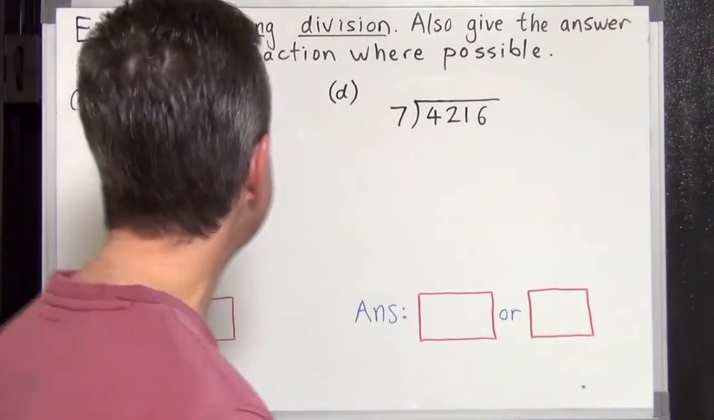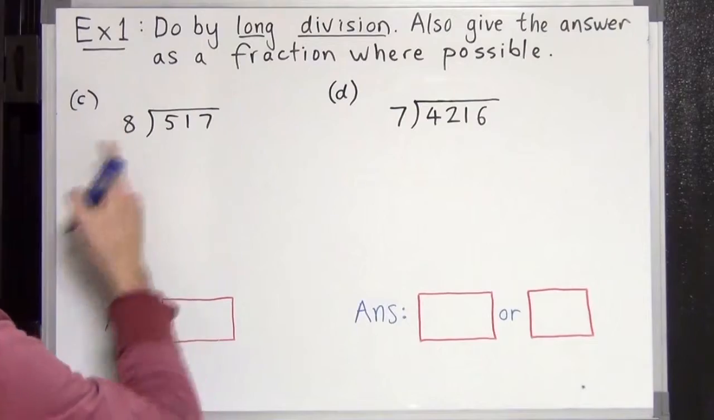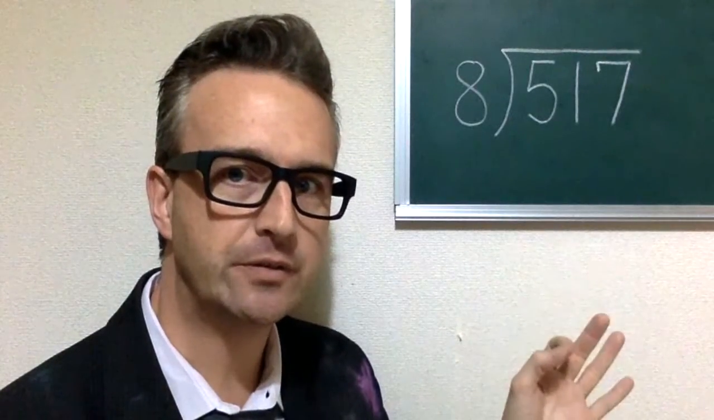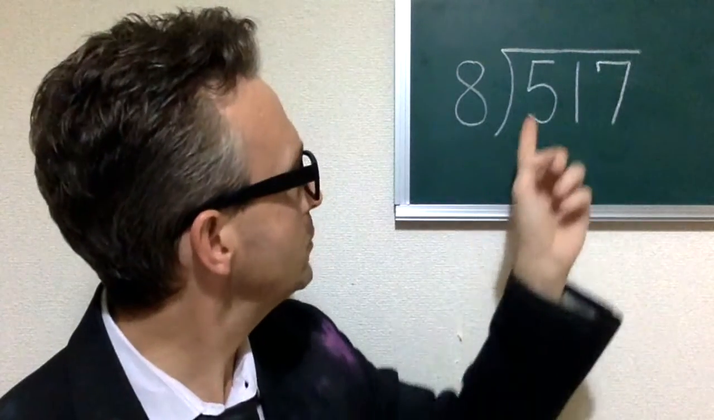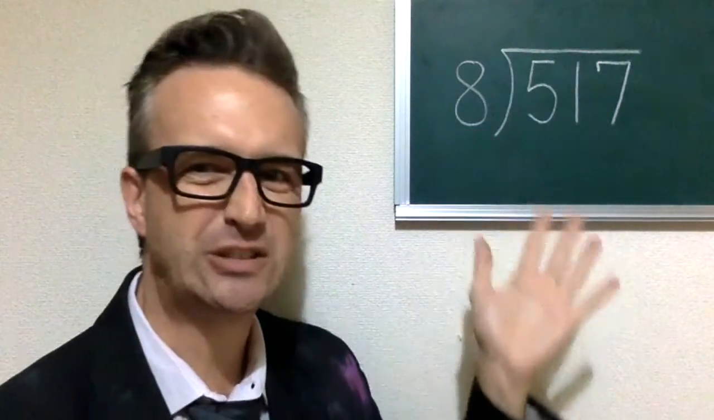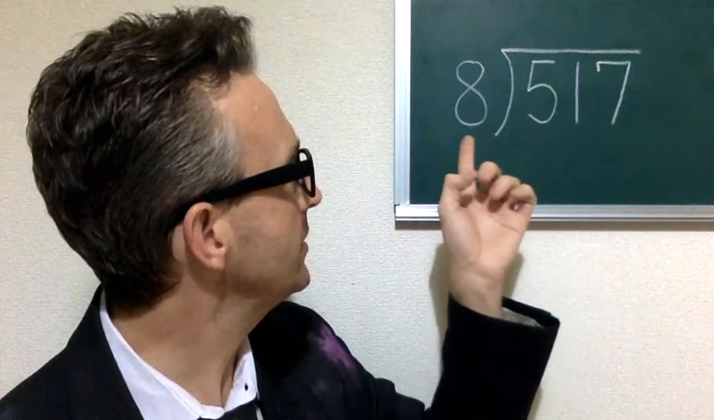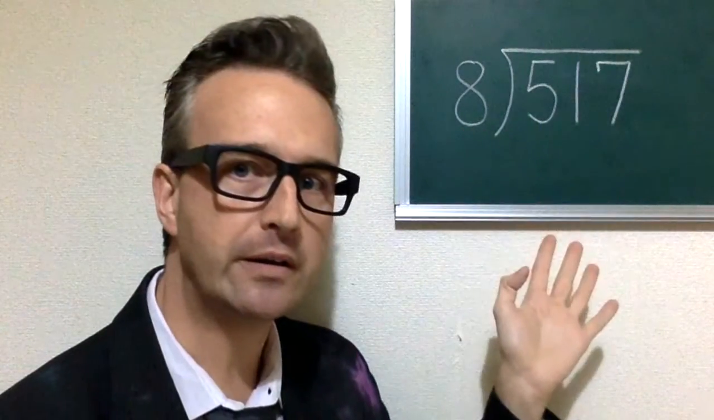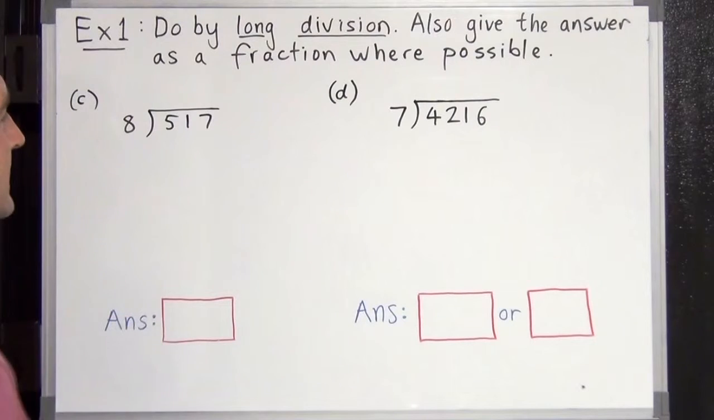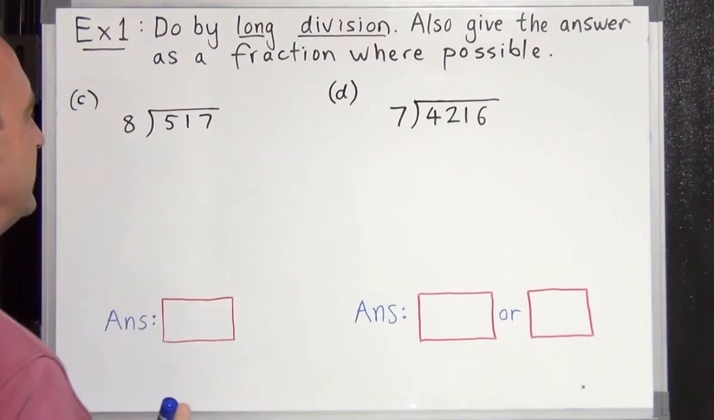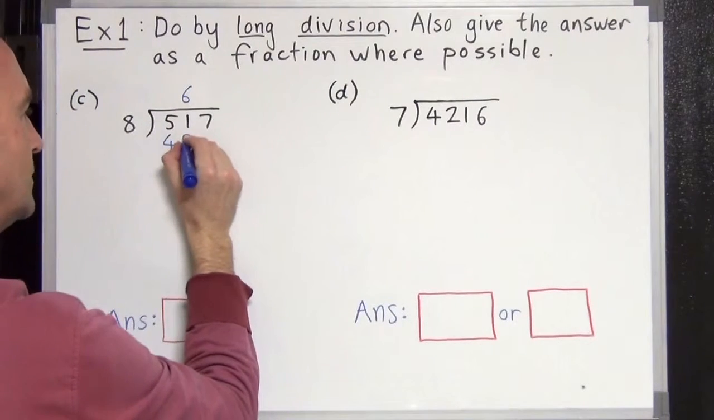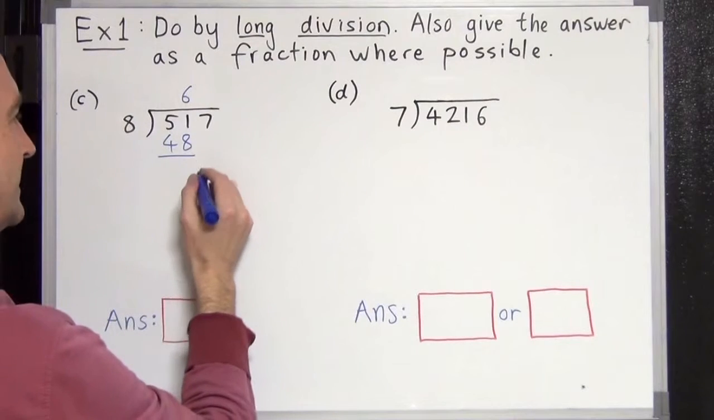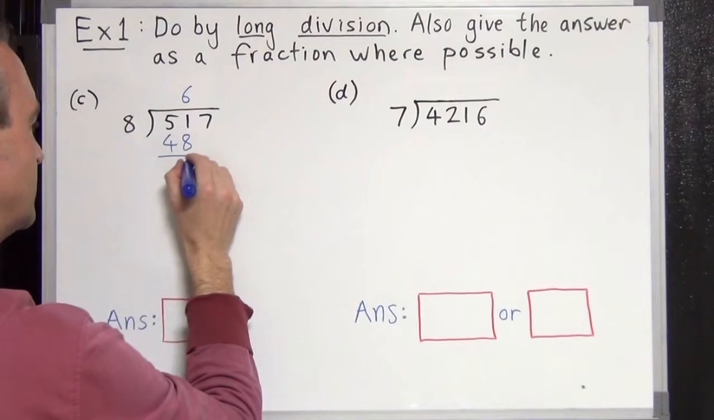2 more examples, C and D. 517 divided by 8. This one here is a little different. We start off as usual, 8 into 5, but that doesn't work. So we write a 0 up there, or we don't need to, you just imagine you did, and then you move on and think, okay, 8 into 51. So 8 into 51, 8 8s is 64, 8 7s are 56, 8 6s are 48, so it's going to go 6 times. Multiplying back, 6 8s are 48. We now subtract. 51 minus 48 is 3.